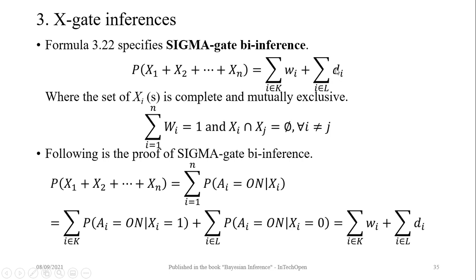You can see the D, where the set of Si is complete and mutually exclusive. You should pay attention that the complete and mutually exclusive condition is very important in sigma gate inference. Here is the group of sigma gate bi-inference.